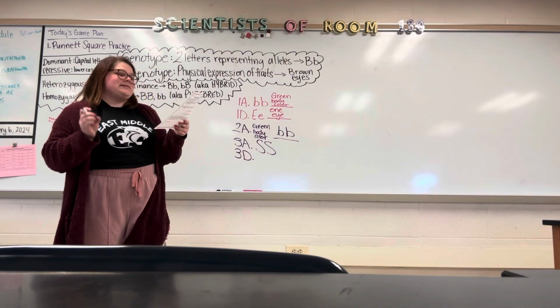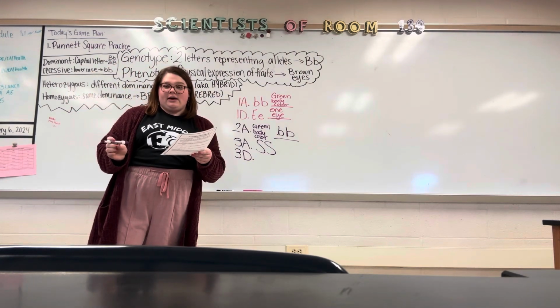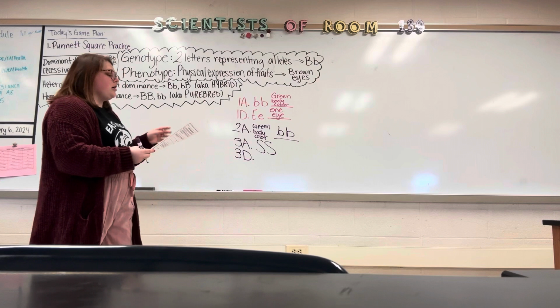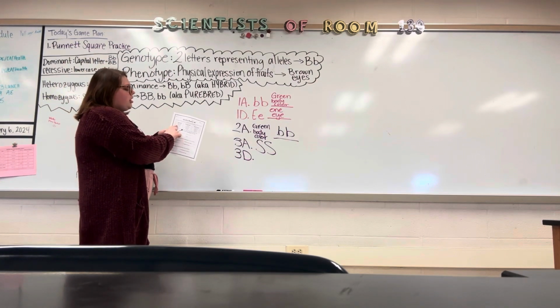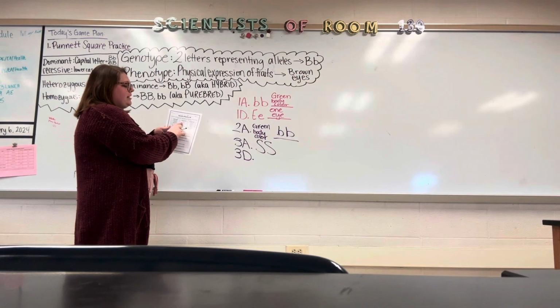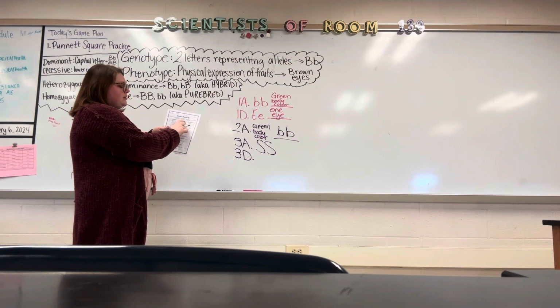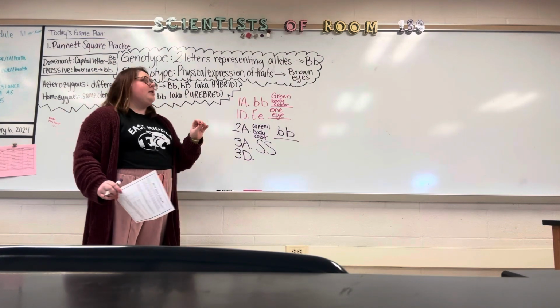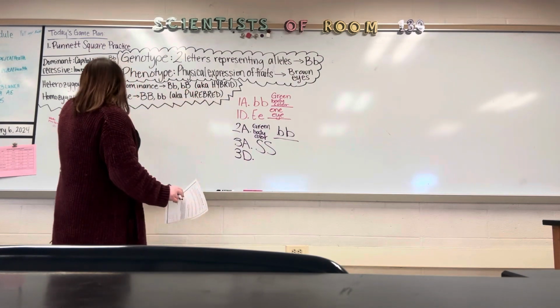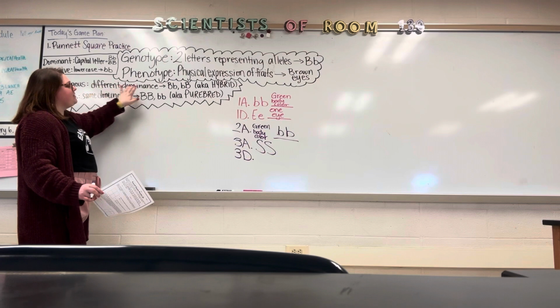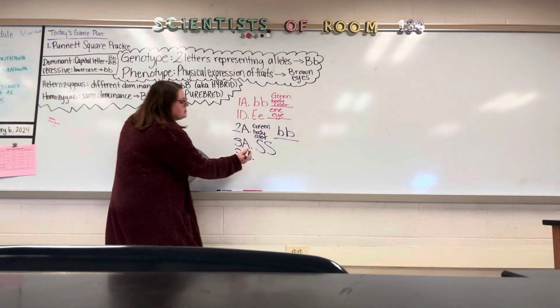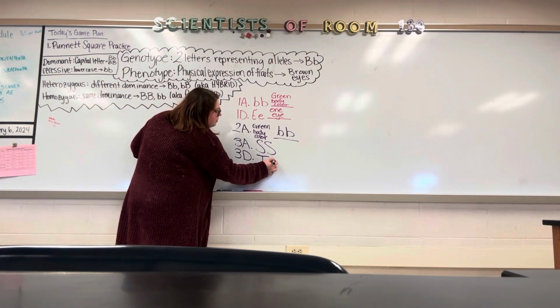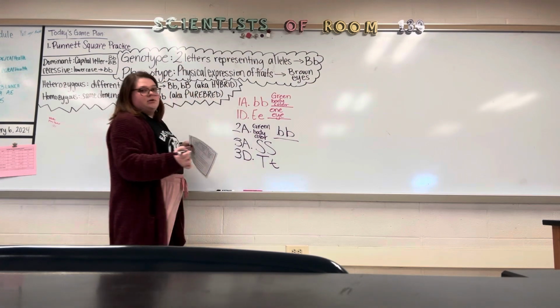Okay? If we look at 3D, we are told that it is a hybrid smooth tail. So if we look on our chart, tail shape is represented by T's. Dominant is smooth, so we know we're going to have at least one capital T. And we look at hybrid. Hybrid is the same as heterozygous, meaning there's different dominants. So that means we're going to need one capital T and one lowercase t.